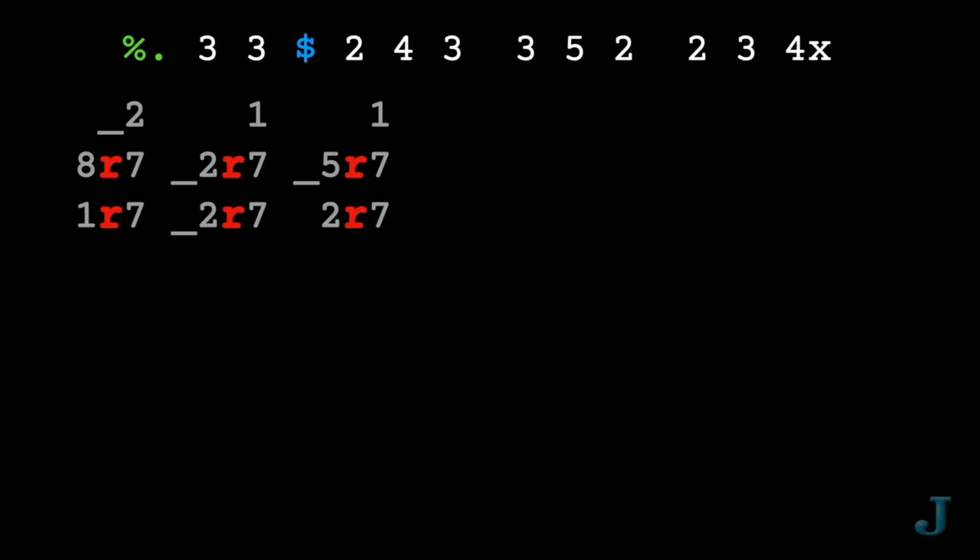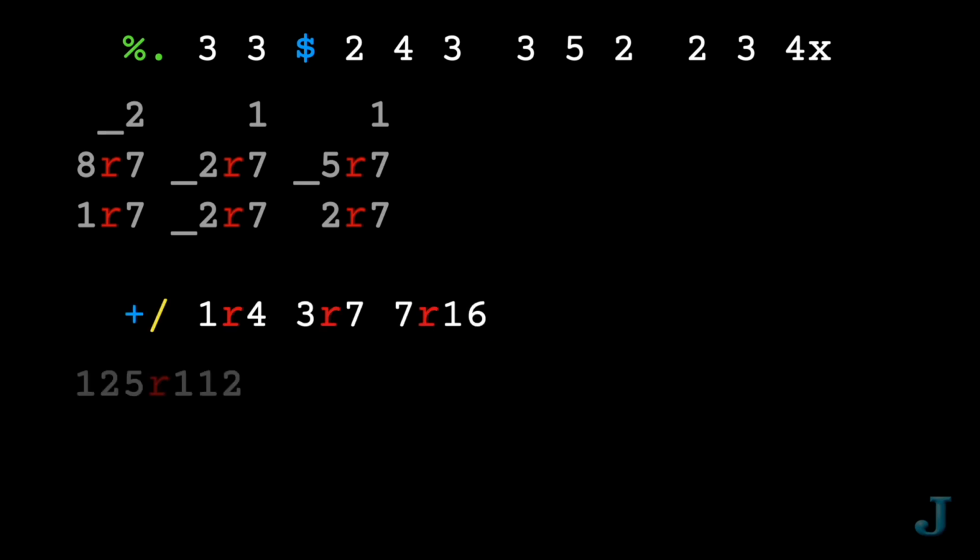That's how J lets you represent fractions precisely. Numerator before the R, and denominator after. And that makes for some really easy arithmetic.